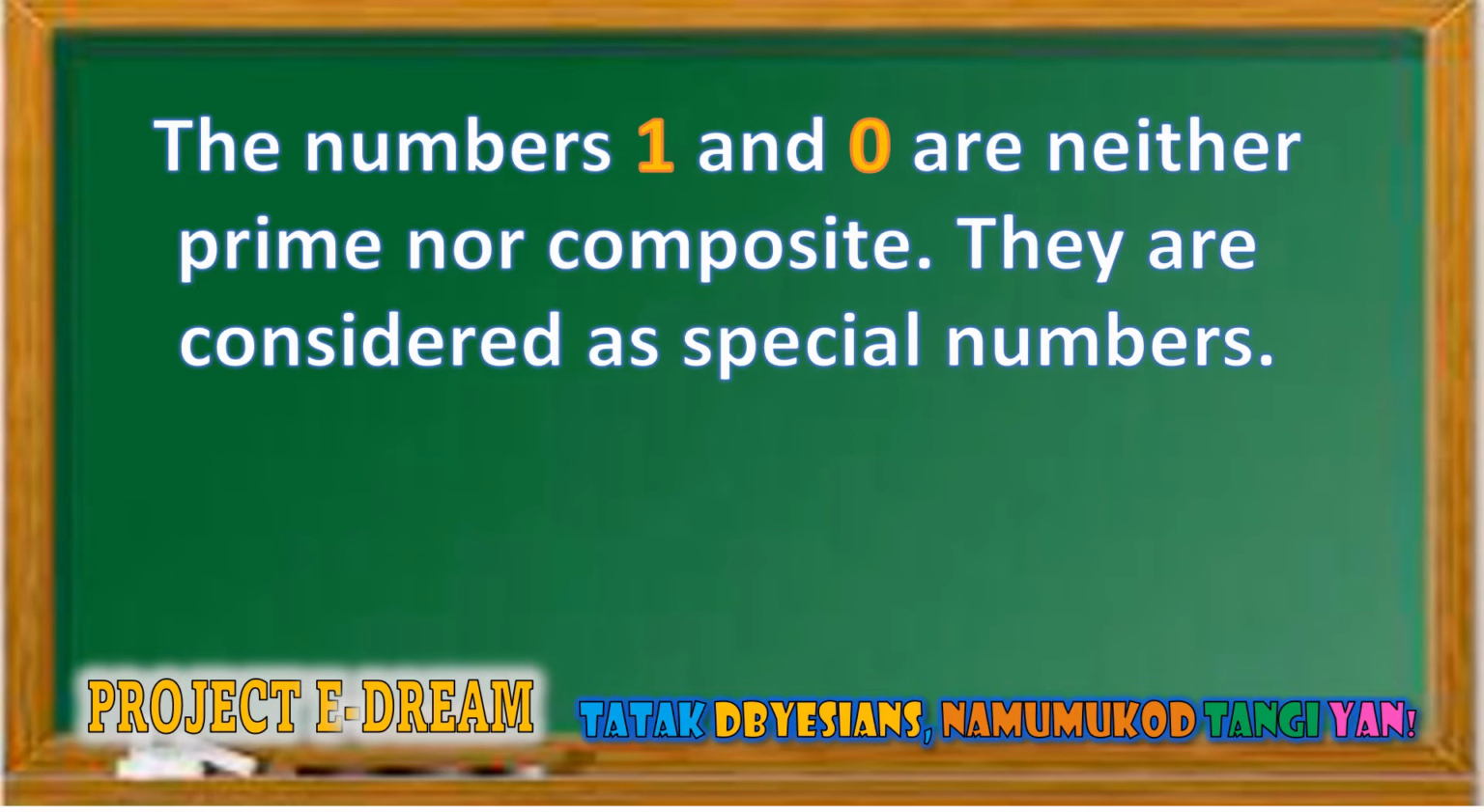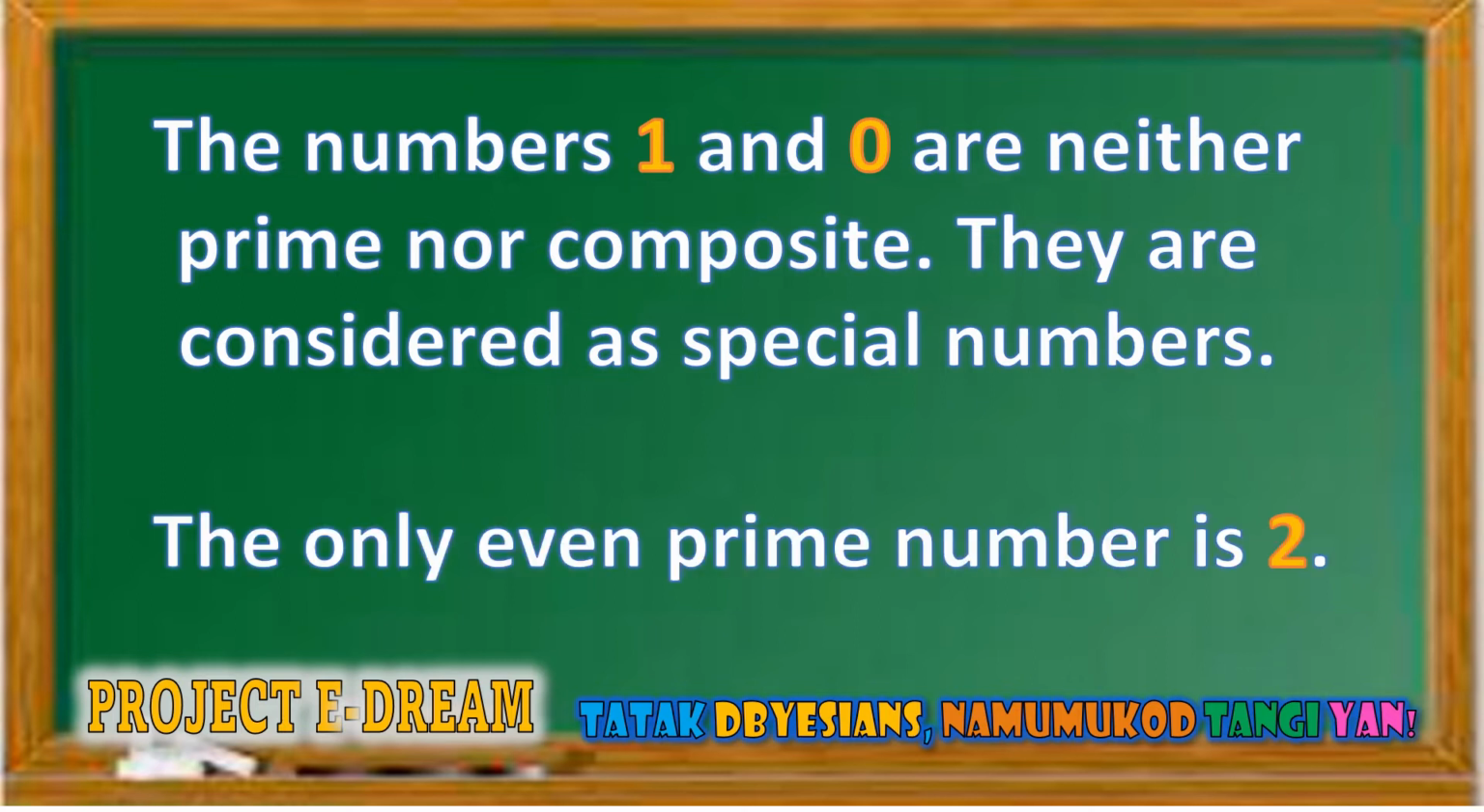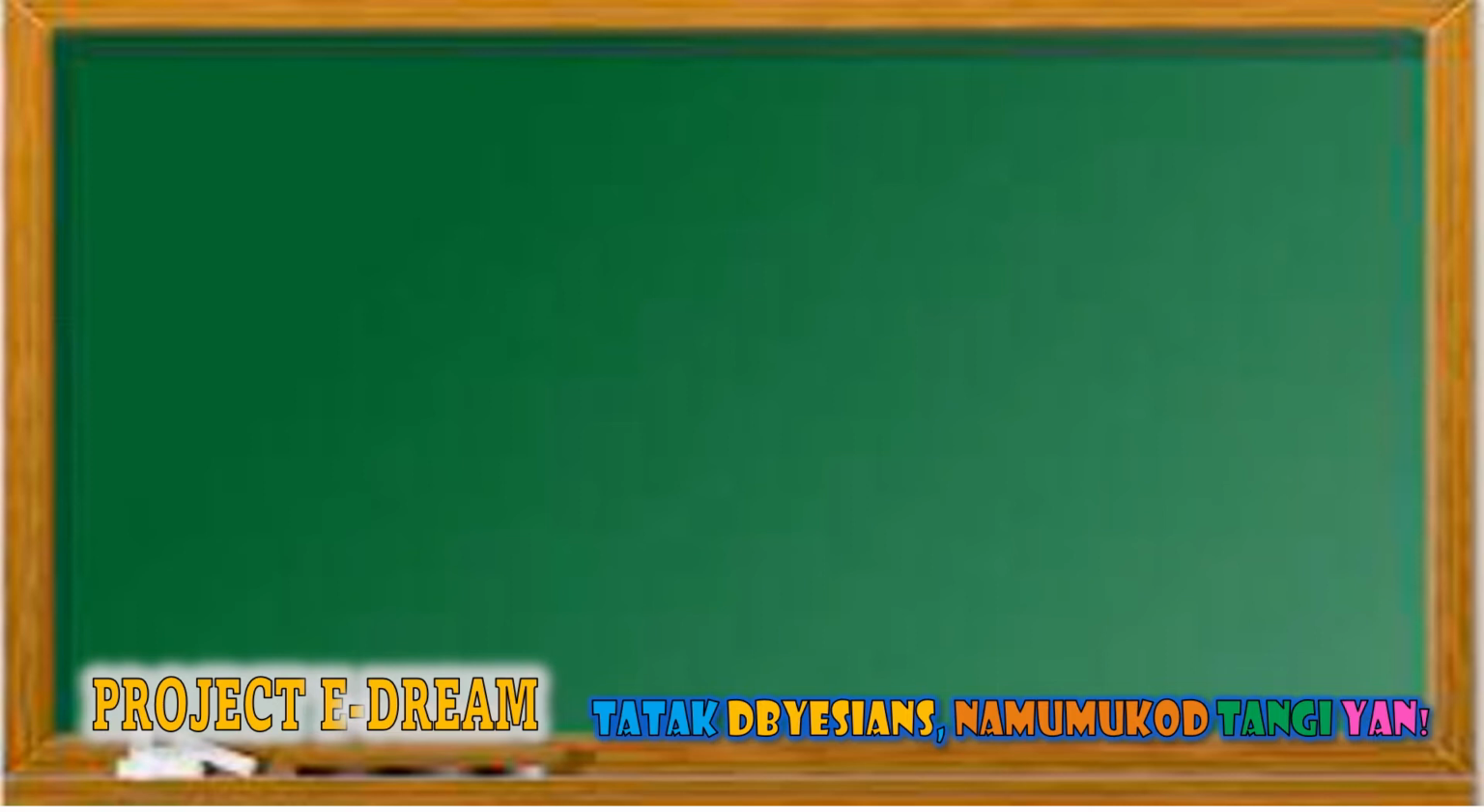Remember, the numbers 1 and 0 are neither prime nor composite. They are considered as special numbers. The only even prime number is 2. Now, let's proceed to our lesson.